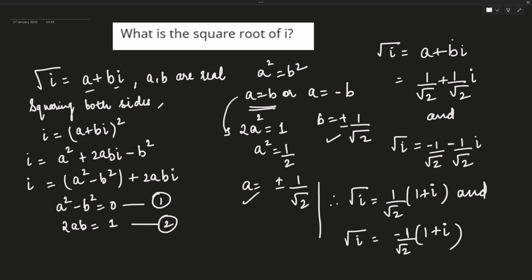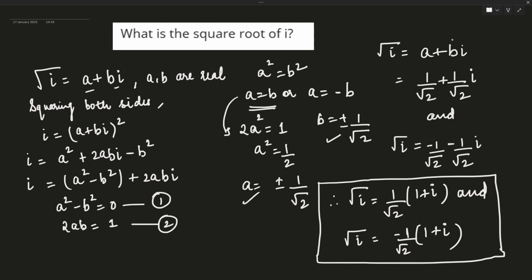So we have just put these terms in brackets, and we have the value of root i. So there are two values of root i.